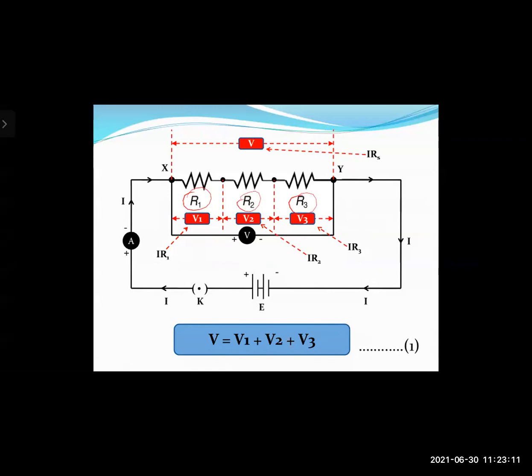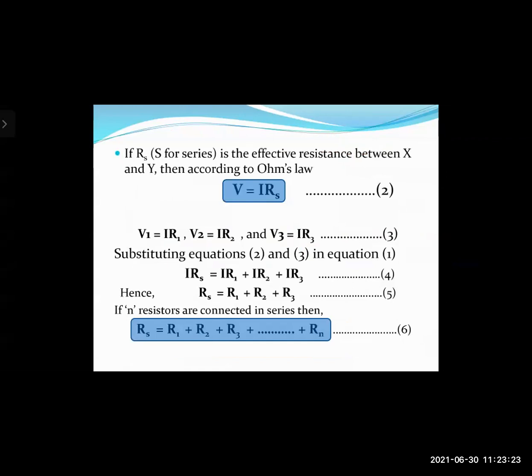Now if we substitute those values, V1 equal to IR1, V2 equal to IR2, and V3 equal to IR3 in that equation 1, what do we get? As you can see here, RS, the subscript S is for a series combination, right? It is the effective resistance between points X and Y, which is given as V equal to IRS, right? Then we had written in the diagram previously V1 equal to IR1, V2 equal to IR2, and V3 equal to IR3. So finally, the equation that you get, equation number 5, is what?